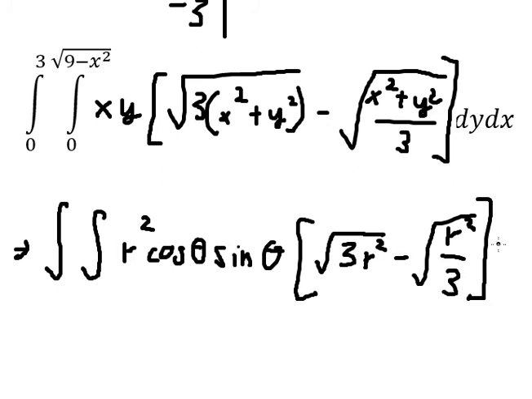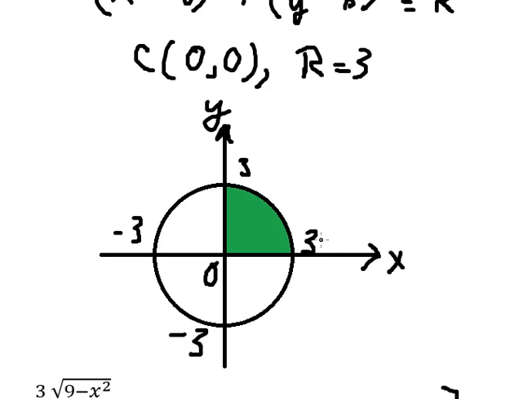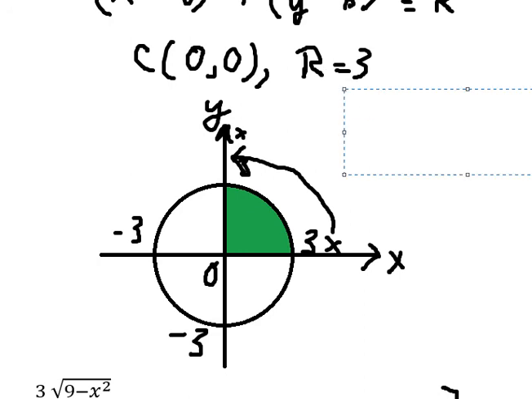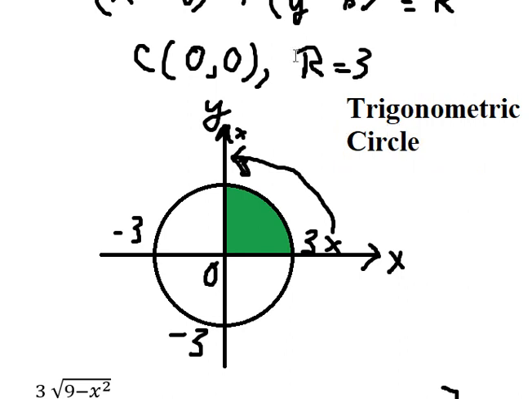dy dx we change by r dr d theta. About this one we have dr, that is the radius of the circle. That should be from 0 to number 3. About d theta, we start from here and we stop in here. So we can use the trigonometric circle. So this one we have number 0 and we stop at pi over 2.